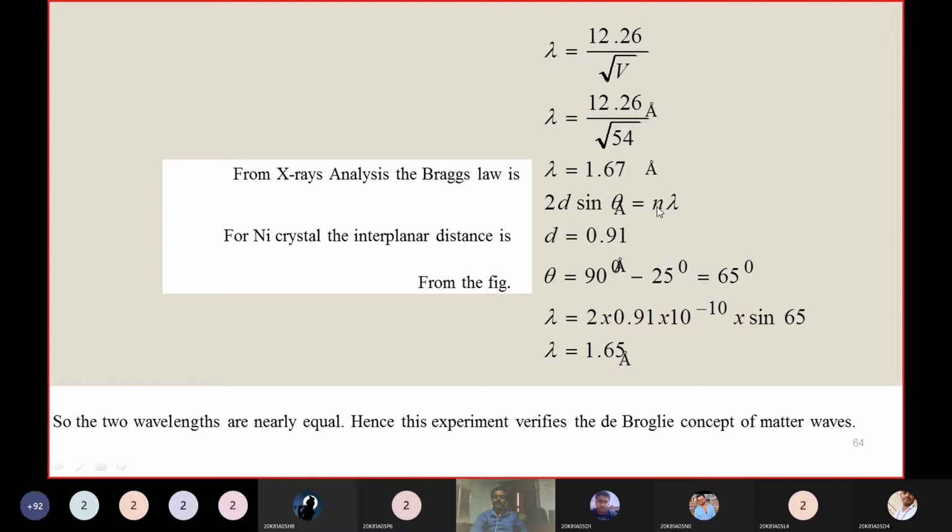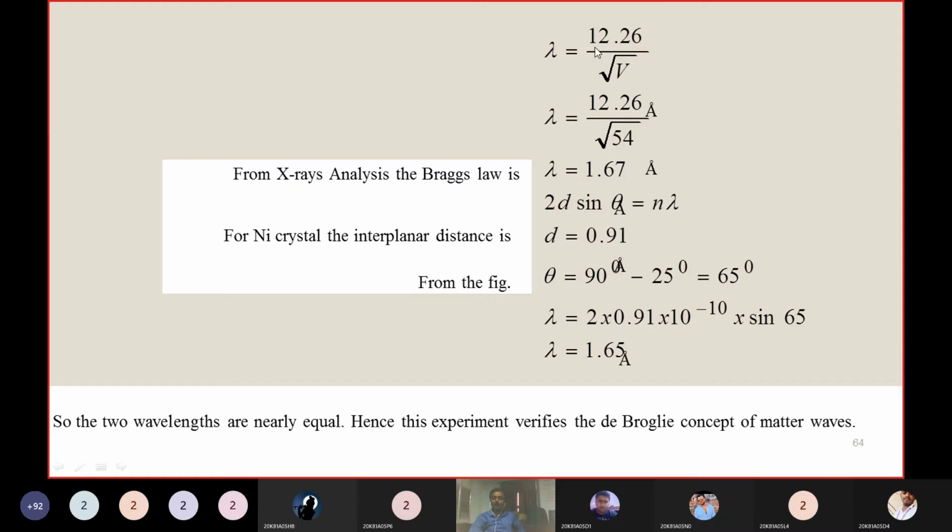Here we are taking n equal to 1 because we are taking first order diffraction. Therefore lambda is equal to 2d sin theta. So 2 into d, which is 0.91 angstroms, and we convert it into meters, 10 to the power of minus 10 meters, into sine 65. If you calculate all these values, we get lambda equal to 1.65 angstroms.